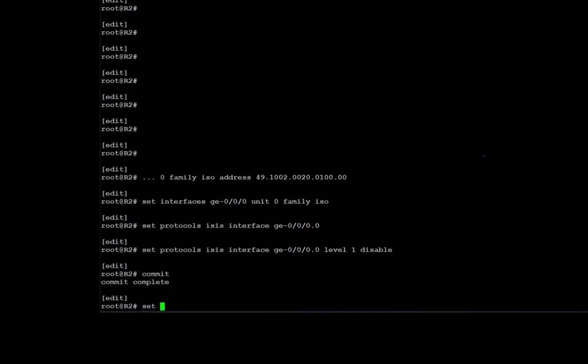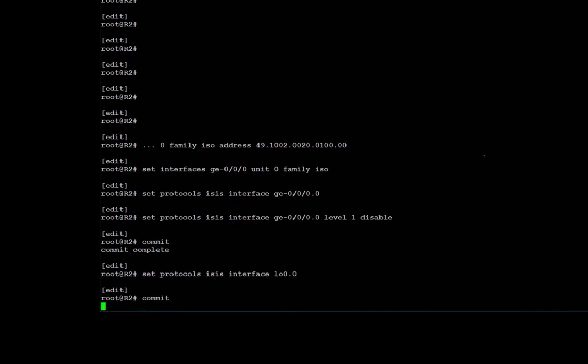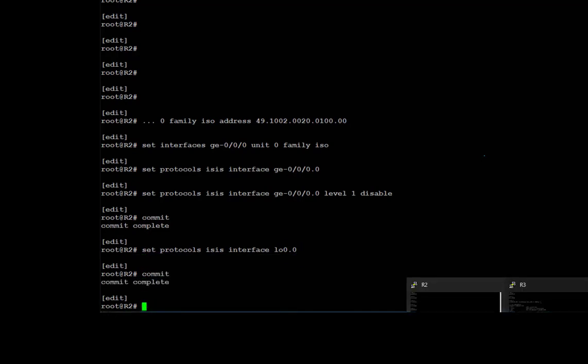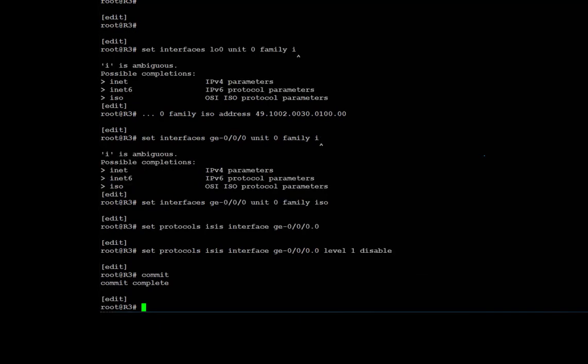Let's also enable IS-IS on the loopback 0 interface on both R2 and R3 for reachability purposes. So we're going to configure R2 first, and the same on R3. We're going to configure loopback 0 for IS-IS.